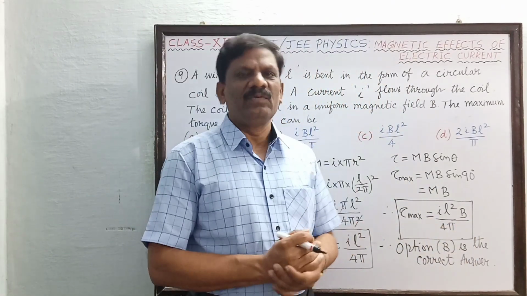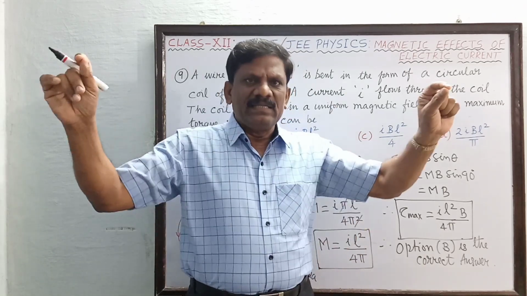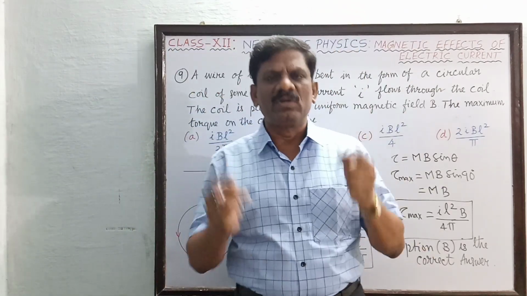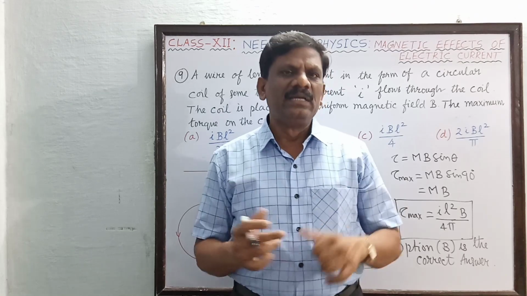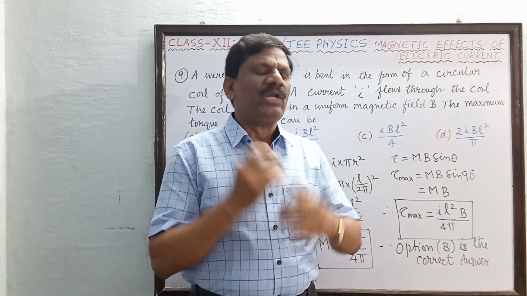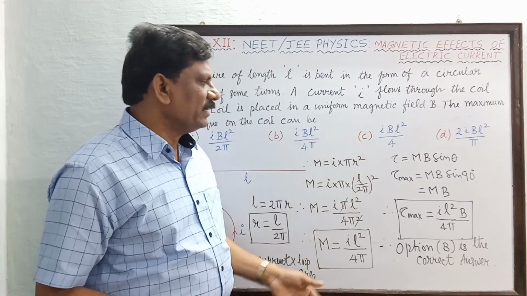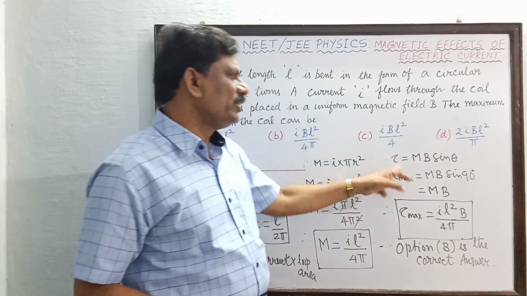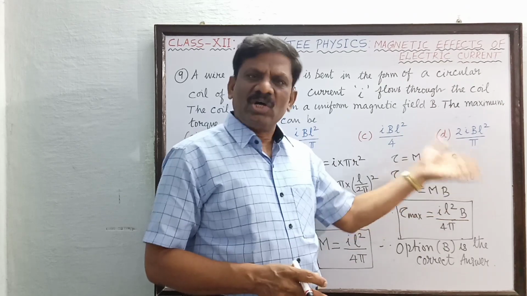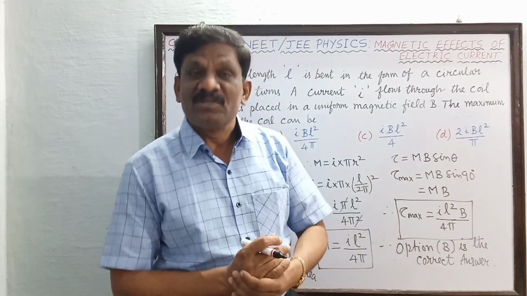Very simple idea only. The base formula you have to remember is, when a straight wire is bent in the form of a circle, the initial length of the wire is equal to the circumference 2 pi r. Then you have to remember the formula for the magnetic moment of a current loop, that is equal to the current into the loop area. The third expression you have to remember is the magnitude of the torque, MB sine theta, and for maximum torque sine theta is equal to 1. From that we have to derive the answer. I hope you must have understood well. Fine.